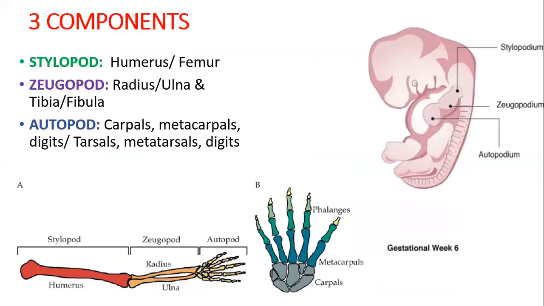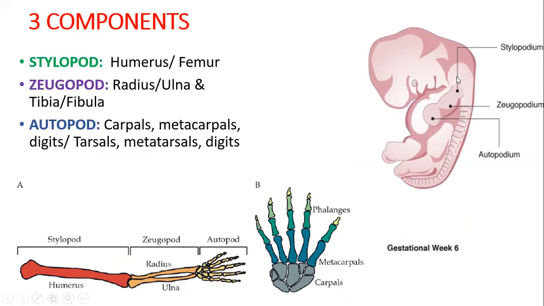As a limb grows, cells further from the influence of the AER begin to differentiate into cartilage and later bones and muscles. In this manner, development of each limb proceeds proximodistally. So the development is going to proceed from the proximal region to the distal region, away from the limb bud. So 3 components are going to develop: stylopod, zeugopod, and autopod. These 3 components are highly important.